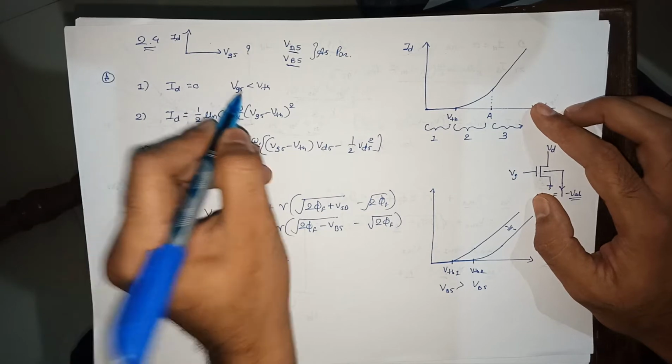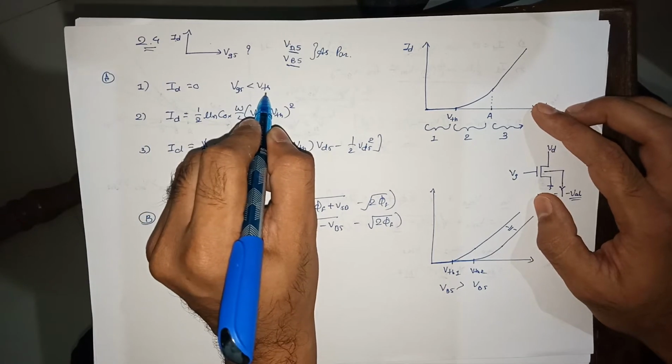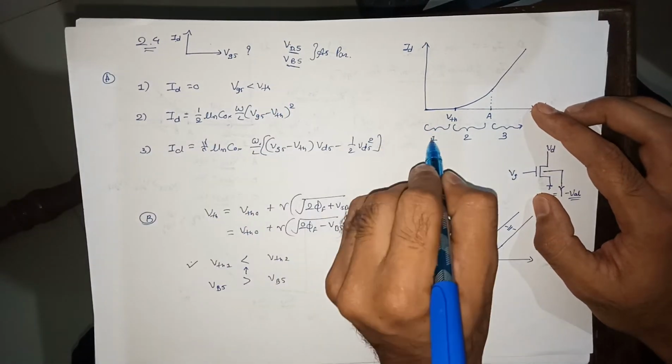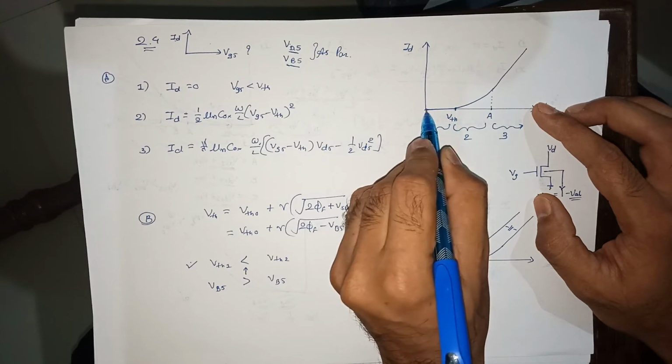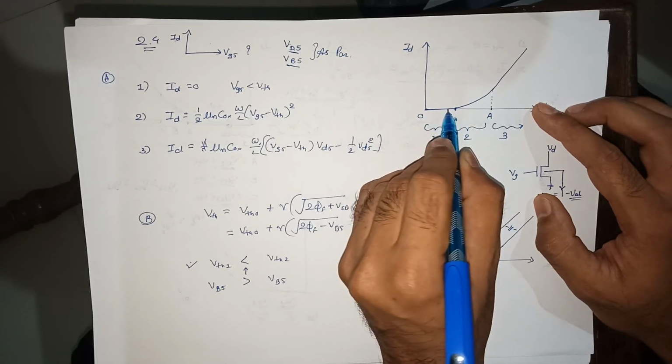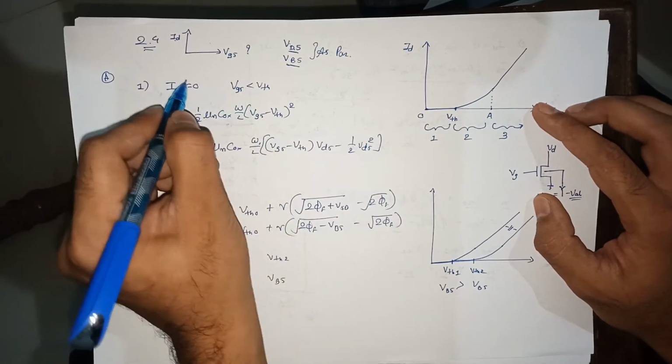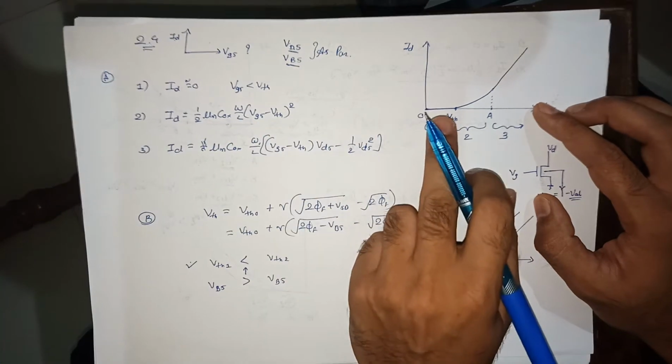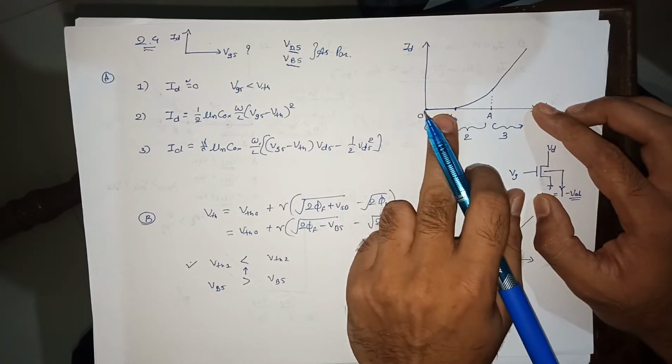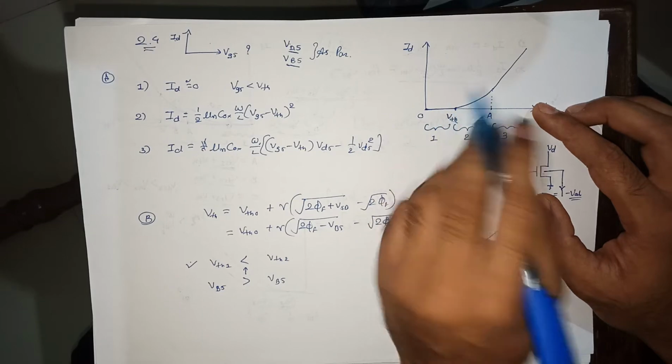ID will be 0 for VGS less than VTH. That is the first condition, and that is here. This is from 0 to VTH, it is 0. It is almost 0. We are considering almost 0. In real life, while you are designing something, it is not going to be exactly 0. Just remember that.